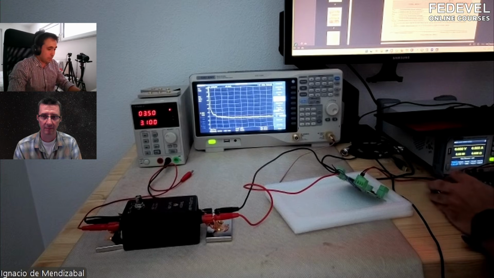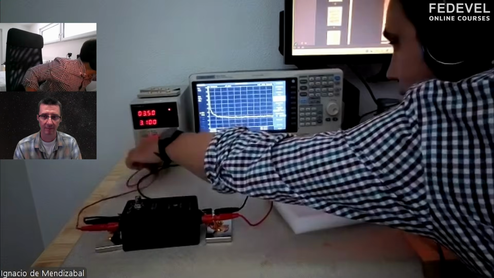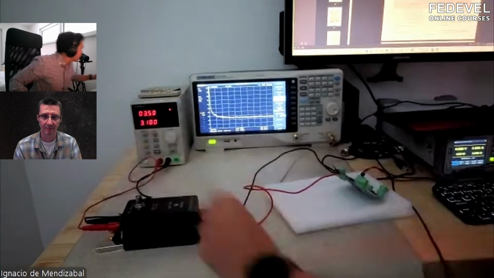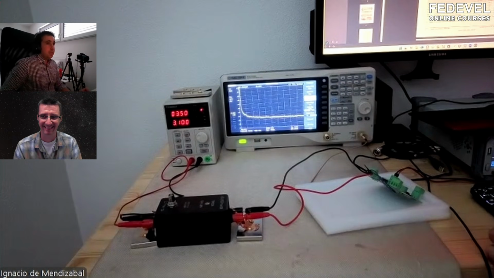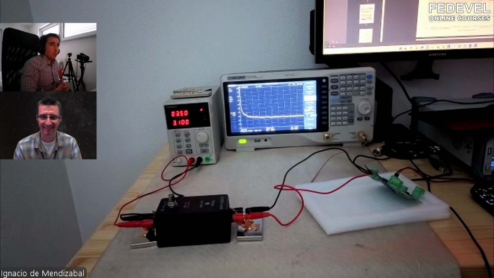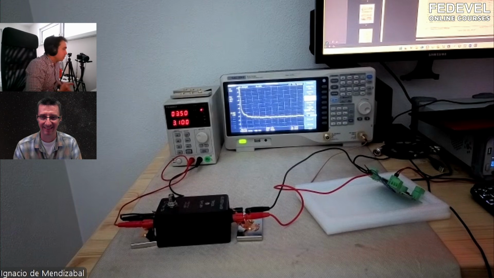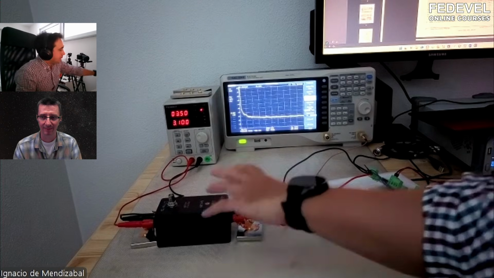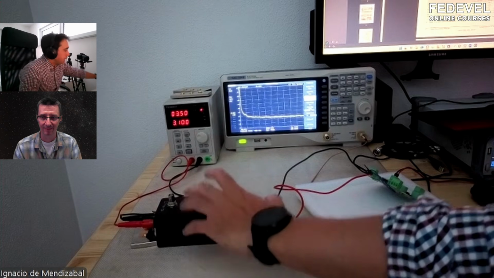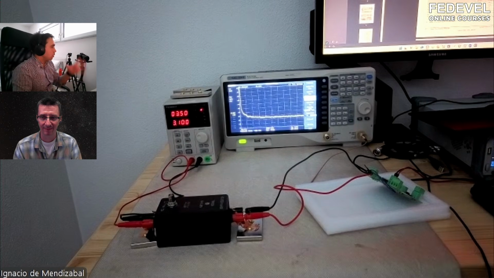Perfect. So then let's measure. What we have here, to explain the setup, and for people wondering why that device is in between: this is a line impedance stabilization network.